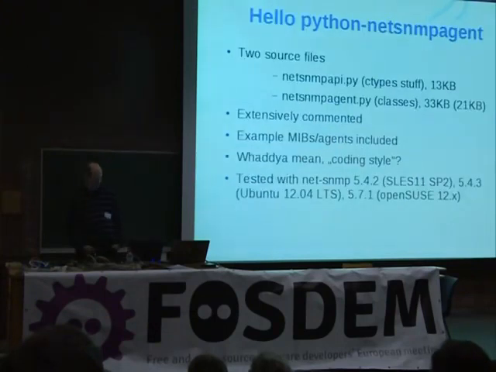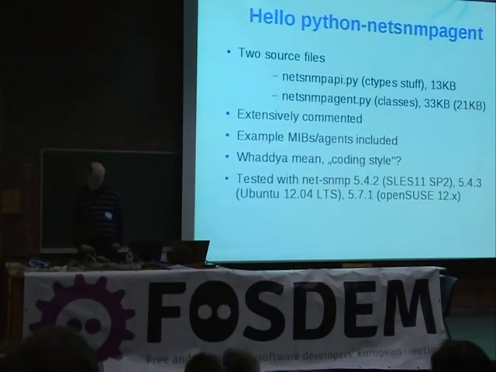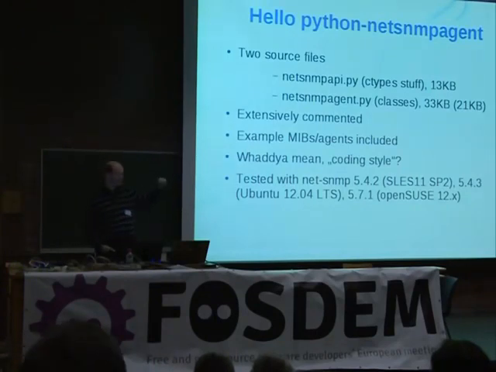Hello, Python netsnmpagent. It's pretty simple, actually. It's just two source files. One has all the ctypes stuff, which means prototypes, as we would say in C, which wraps the API calls, just 13 kilobytes. And then on top of it, there's netsnmpagent.py, which is the file with the classes. We'll see about that. And it's also not quite large. But it's extensively commented, which explains why the real code size is a third less.